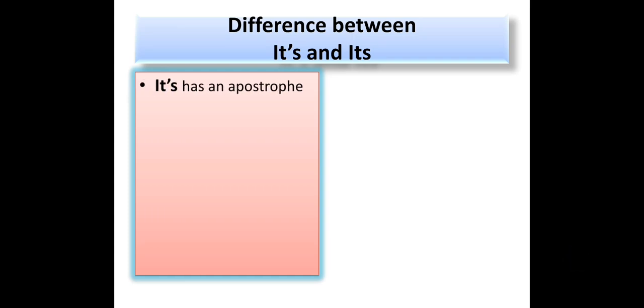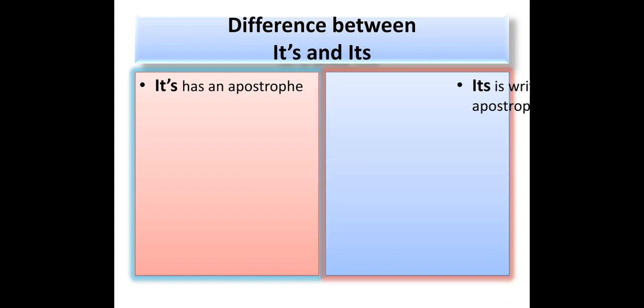It's, that is it apostrophe s, has an apostrophe, and its is written without an apostrophe. Apostrophe is a kind of comma which we put above. So it's has an apostrophe and its is written without an apostrophe.